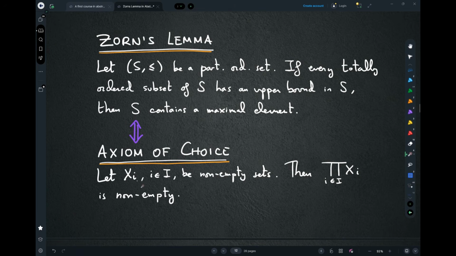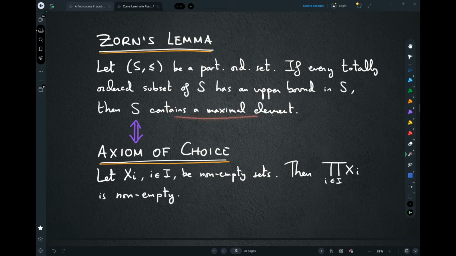Here I wrote the axiom of choice as follows. If you have a collection of non-empty sets X_i, then the Cartesian product of all of the X_i is not empty. It's called the axiom of choice because, to make sure there is something in here, you would have to pick an element for every X_i, and that choice, being able to pick these infinitely many, possibly uncountably many elements, to construct one single element of this Cartesian product, is what the axiom of choice is about.